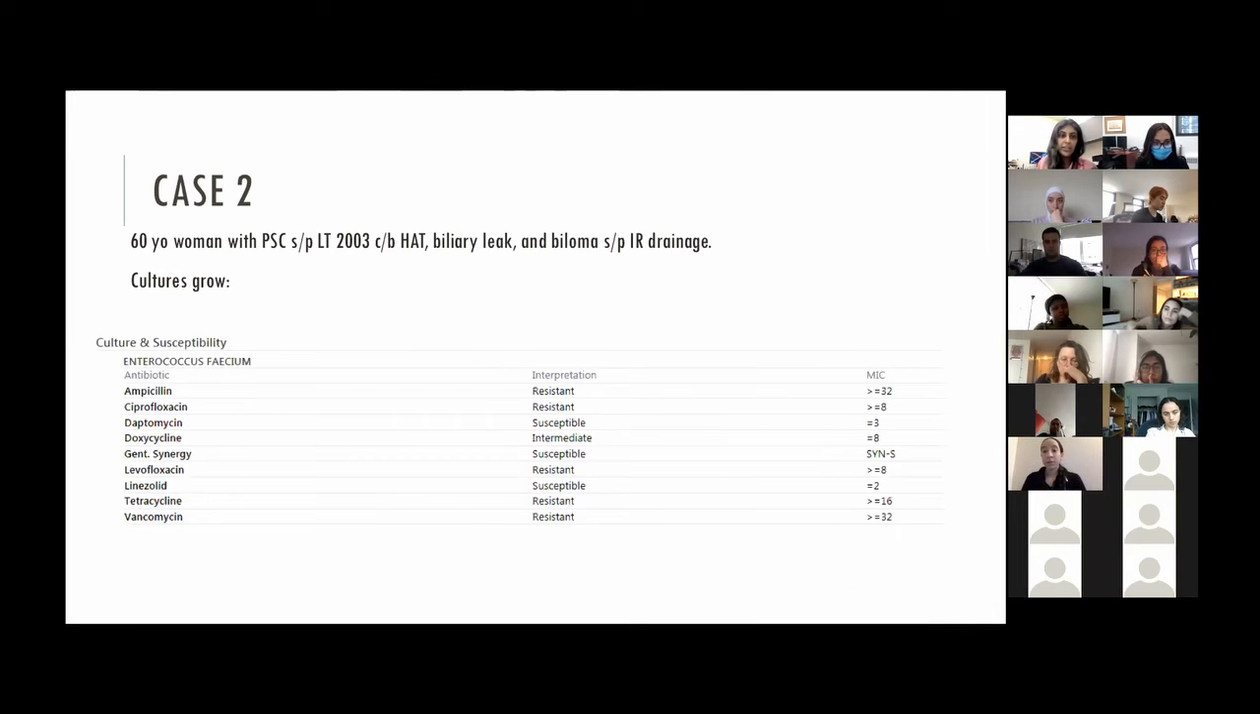So moving on to case 2, this is a 60-year-old woman with liver transplant who has hepatic artery thrombosis, a biliary leak, and she develops what we call a biloma. And this is what her cultures grow. And what is this?